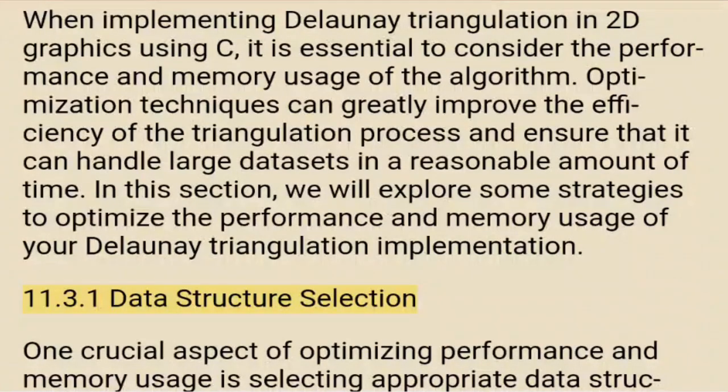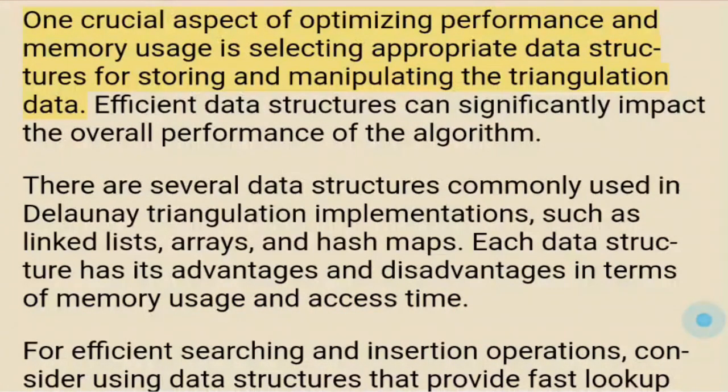11.3.1 Data structure selection. One crucial aspect of optimizing performance and memory usage is selecting appropriate data structures for storing and manipulating the triangulation data. Efficient data structures can significantly impact the overall performance of the algorithm. There are several data structures commonly used in Delaunay triangulation implementations, such as linked lists, arrays, and hash maps. Each data structure has its advantages and disadvantages in terms of memory usage and access time.